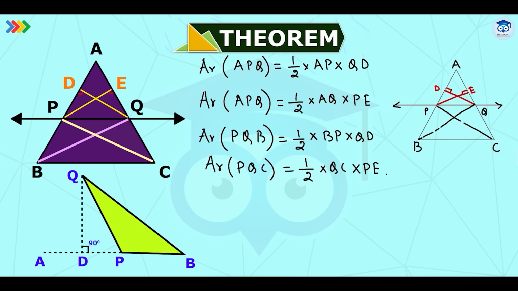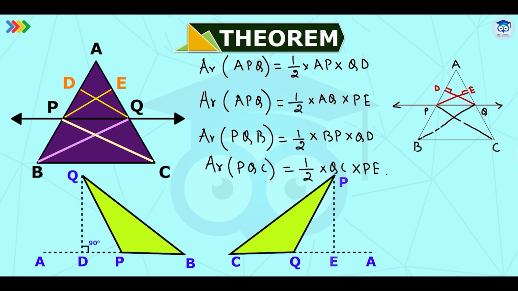Similarly, we can do it for the triangle PQC also. That will be equal to, the base is taken as QC. Therefore, the extension of this base CQ till A will have the height PE. Therefore, the area of this triangle PQC is equal to half of this base QC or CQ, both are the same, and the height is PE. I hope you got it.